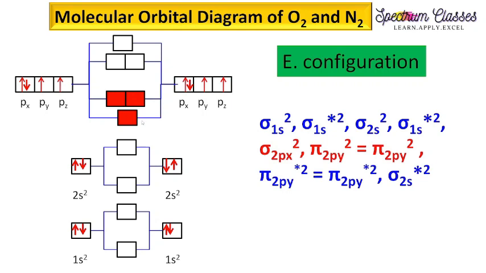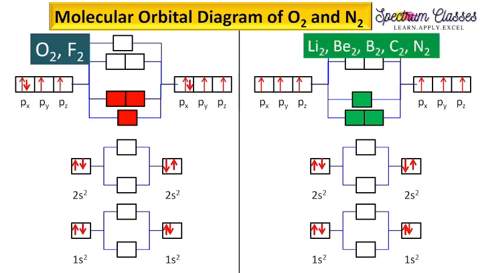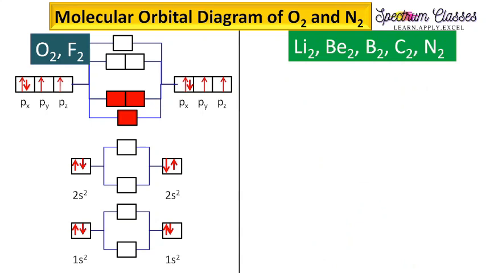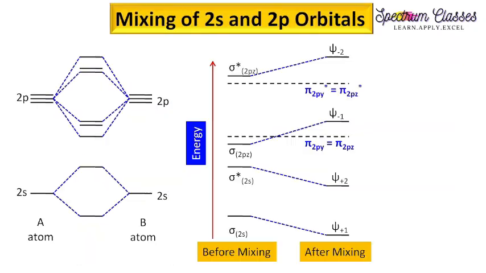Now the question comes, why? Why are we doing this? So here I am going to show you why we are doing this. This is up to oxygen and this is up to nitrogen. And why are we doing this? The reason behind this is the mixing of orbitals. So what is that mixing of orbitals and why does it occur?